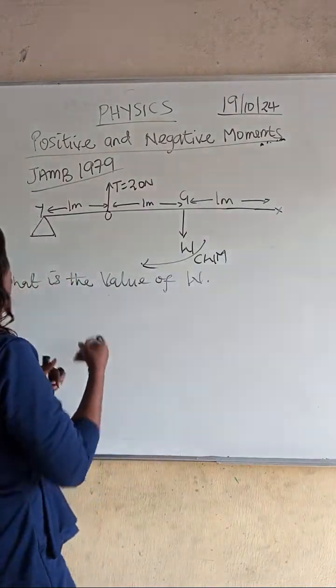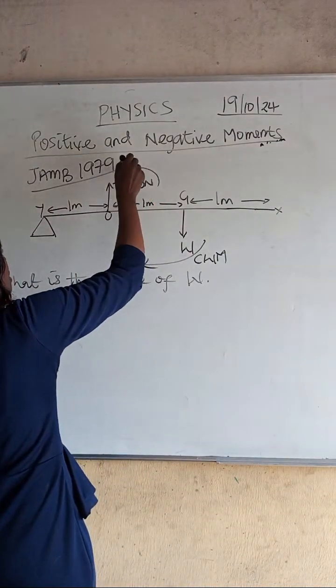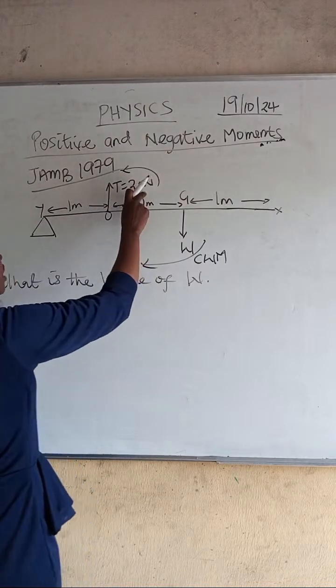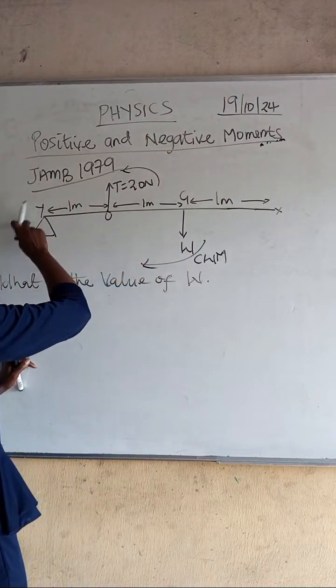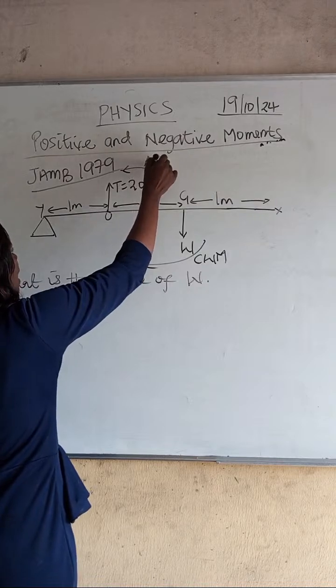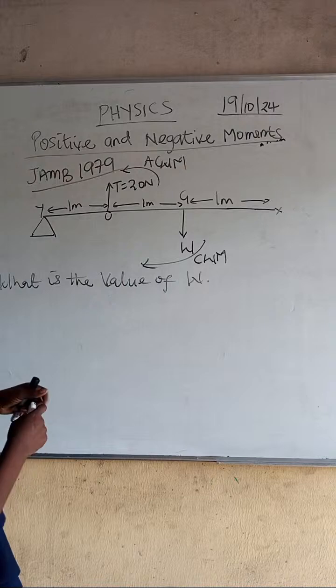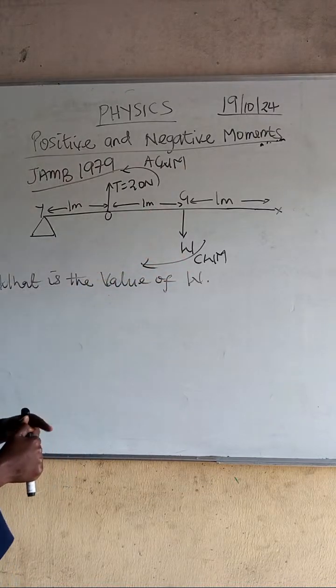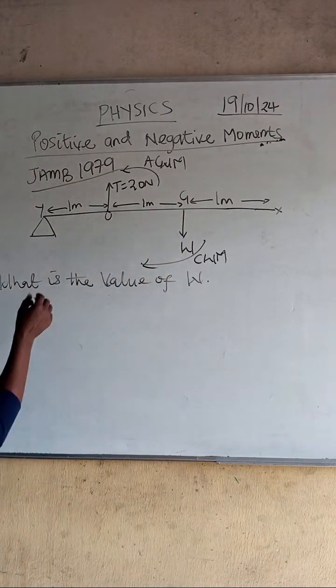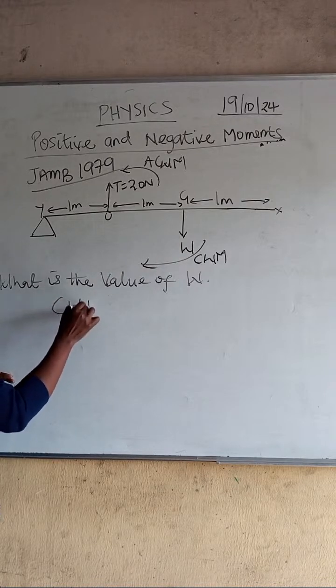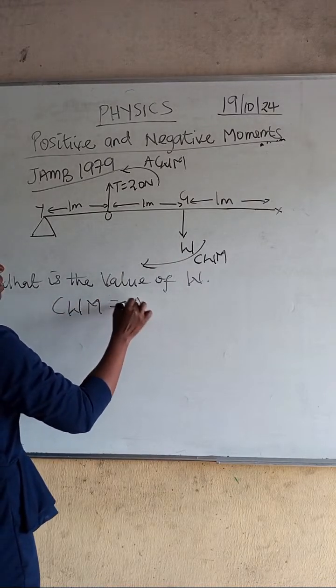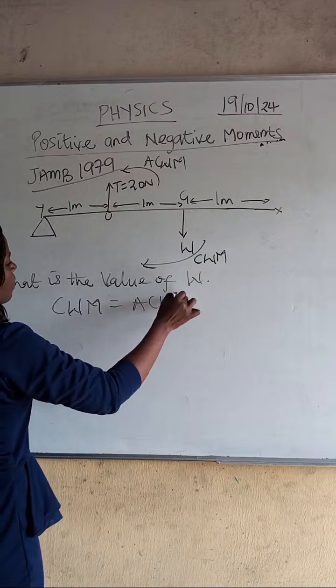Now, I told you anything up that is acting this way becomes what? Anti-clockwise. So this pivot, this tension of 20 newton is acting towards the pivot. So it becomes anti-clockwise moment. So from the principle of moment, this is equals to this. So let's go. We say clockwise moment is equals to anti-clockwise moment.